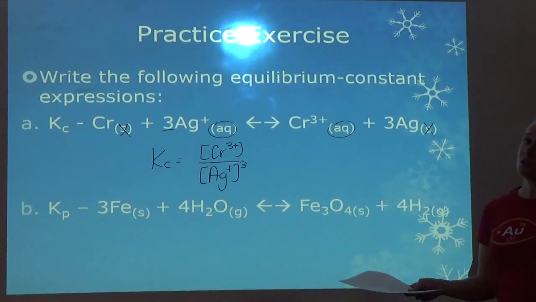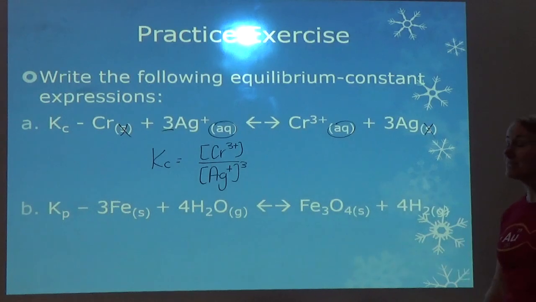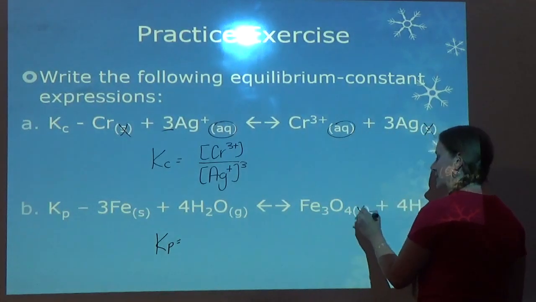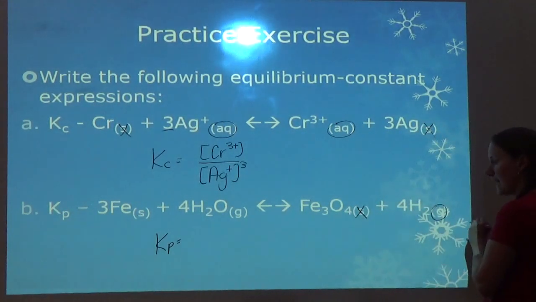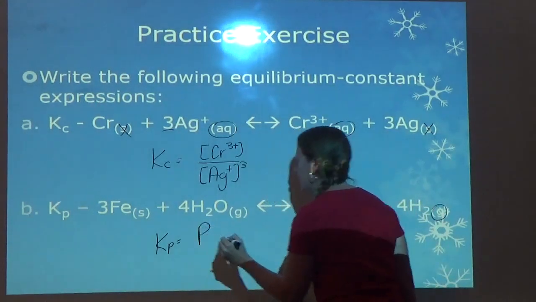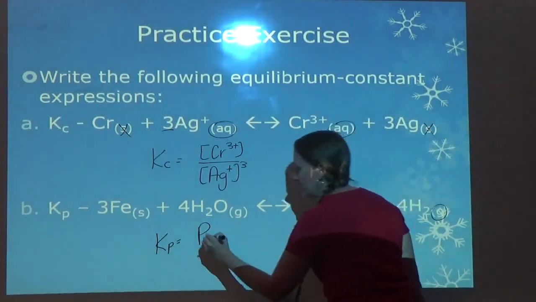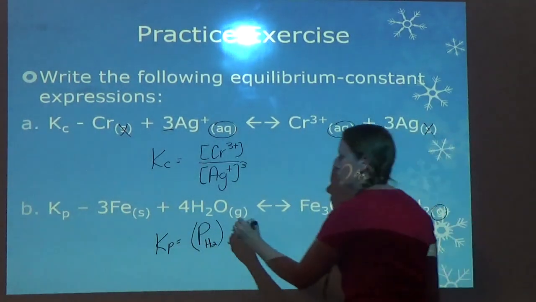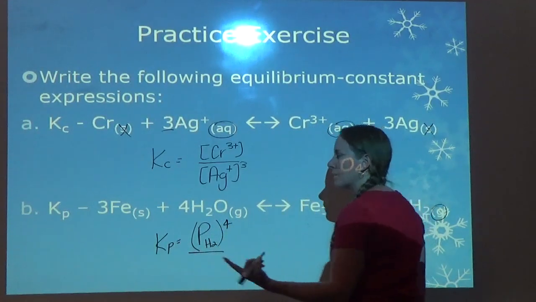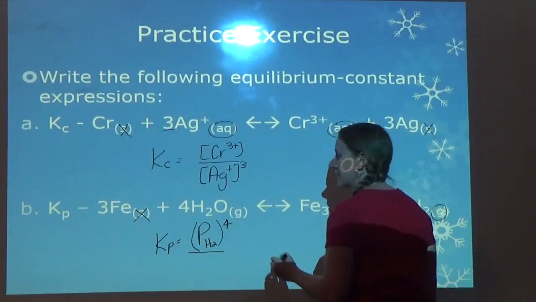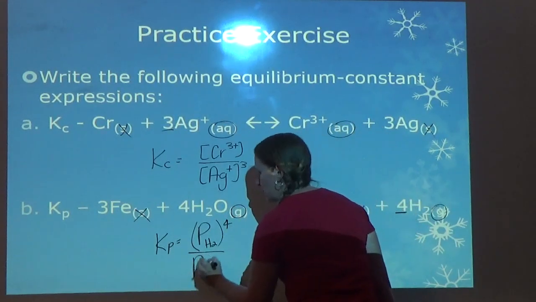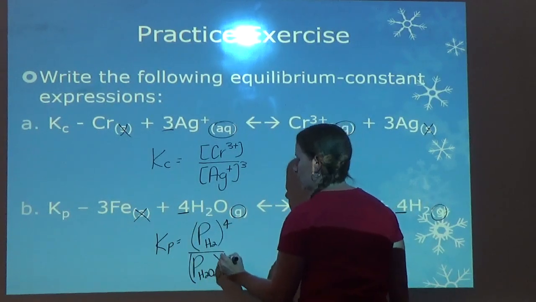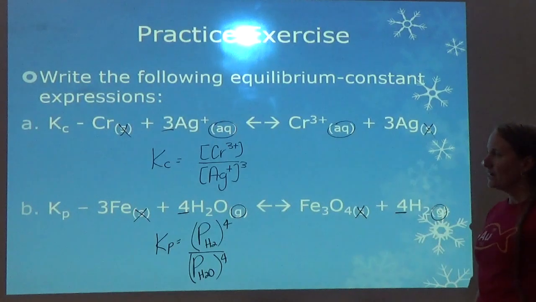For the bottom one, you're supposed to do Kp. Hopefully you did the pressures instead of the brackets. So for Kp down here, I do my products. This is a solid, so I don't want that. This is a gas, so I want that. Remember, I do P sub the substance, like P H2, and then I put it in parentheses, and then I can add my power. So I would do to the power of 4 over my reactants, which is a solid, so I'm not interested in that, but this is a gas. So I do P H2O in parentheses, to the power of 4. All right, so hopefully you got that.